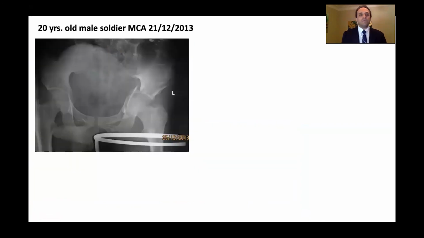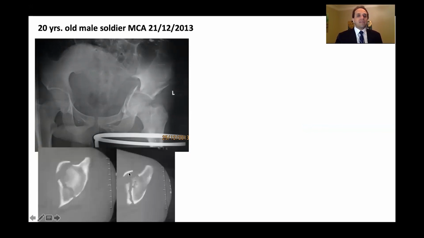Okay, let's move to another example. A 20-year-old male soldier involved in a motorcycle accident. And you can see here that the fracture runs there. So the articular cartilage is not attached to the axial skeleton. Then there is a medial wall. Then there is a fracture passing down there. So we can tell that this is an associated both columns because the ilium ends here.